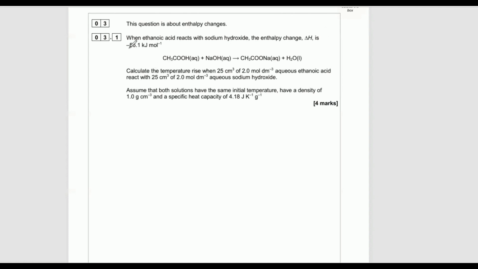So we've been given delta H over here. We've also been given an equation. I immediately want to know my ratios. So my reactants are in a 1-to-1. I've also been given 25 centimeter cube. What kind of unit is that? That's a volume. And I've been given mole per decimeter. What kind of unit is that? That's a concentration. Immediately my brain is thinking n over c times v. Okay, so this is how you need to be thinking.